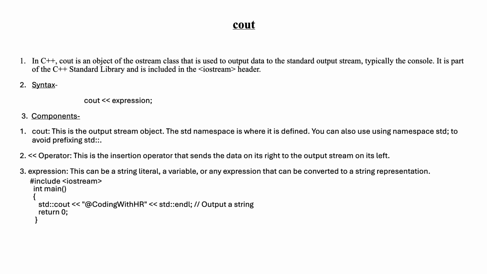Let's check some examples. Hash include iostream, that is the header file. Then the main function. In the body of the main function, cout, insertion operator, and in double quotes we mention some text, that is @coding with hr, and end with a semicolon. That text will be displayed on the console. Let's check practically.